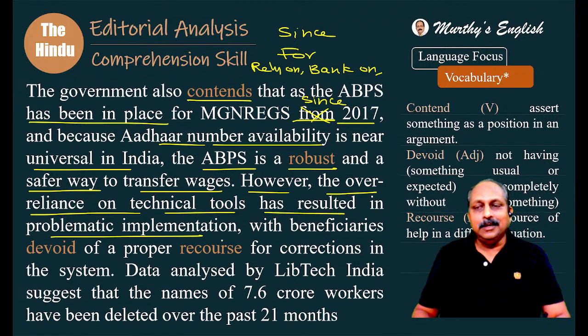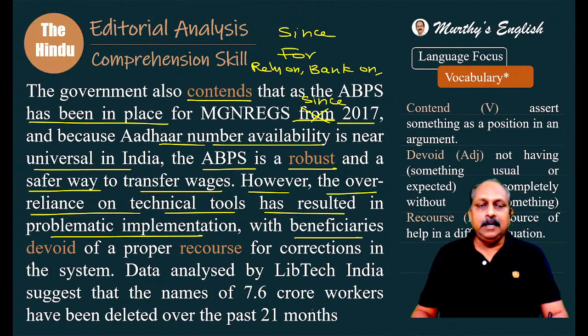There is a saying in English, what is it? Too good is too bad. Have you heard of this? There is another saying, too many cooks spoil the broth, or too many cooks spoil the dinner. And too much of dependence on something also becomes a problem. That's what the sentence says. However, the over reliance on technical tools has resulted in problematic implementation. Too much of dependence on technology, when it comes to implementation, we may encounter a few problems.